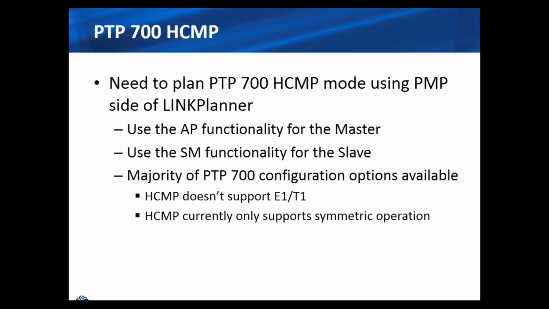You can set up most of the same parameters in high capacity point to multi-point mode that you are used to doing on a PTP 700. However, you can't use end-to-end traffic in HCMP. HCMP is high capacity multipoint mode, and in the current release it only supports symmetric operation. There is no asymmetric. You cannot set the uplink downlink ratios.